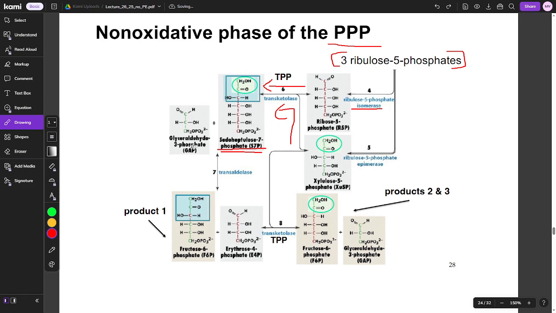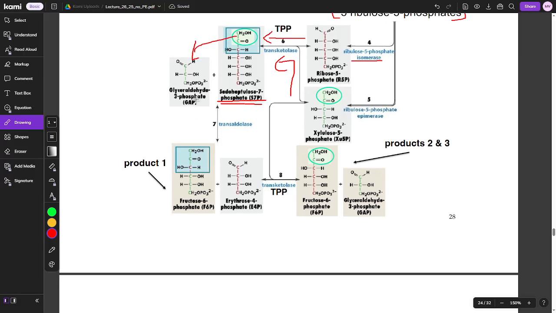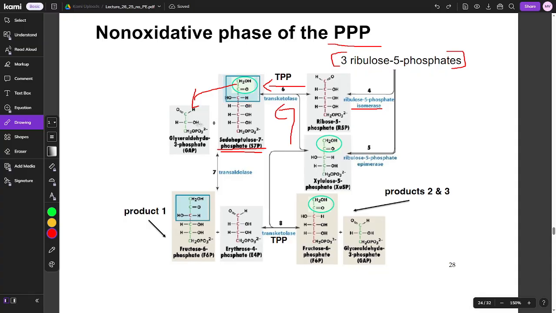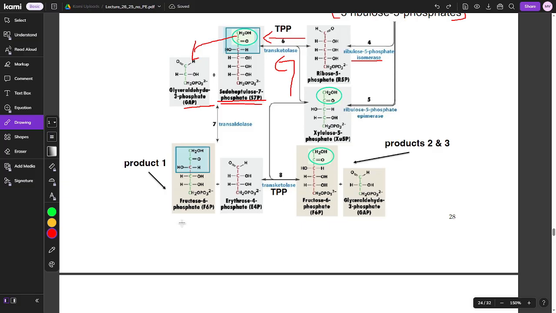From there, we also have our glyceraldehyde 3-phosphate. And now, since we have a ketose here and we have an aldose, we're going to transfer 3 carbons onto this guy. So we're going to do a transaldolase reaction, and we're going to transfer 3 carbons from this onto the glyceraldehyde 3-phosphate to make fructose 6-phosphate, which is a product in glycolysis as well, and erythrose 4-phosphate. So the options we have are that this fructose 6-phosphate could just go into glycolysis.